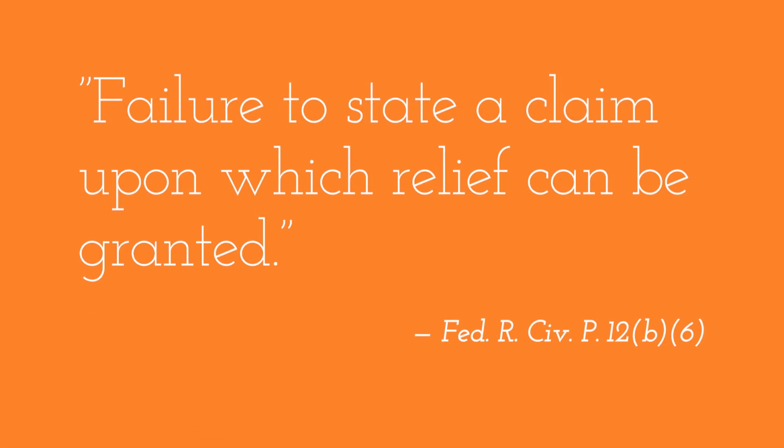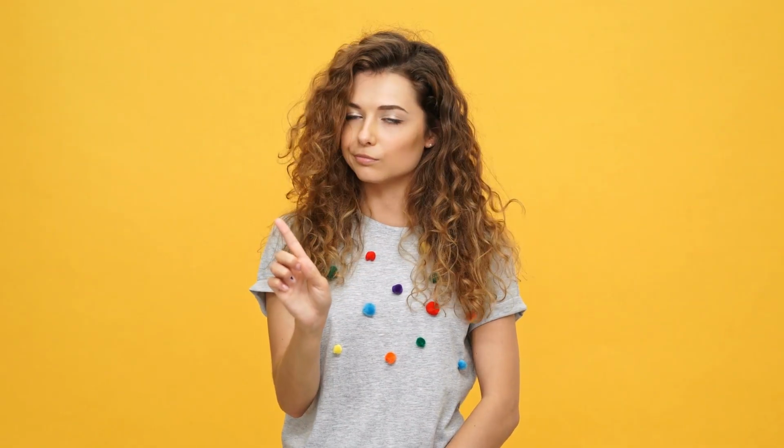There are lots of reasons a defendant might be able to file a motion to dismiss, but the most common is a motion to dismiss under Rule 12b-6, failure to state a claim upon which relief can be granted. Basically, when the defendant files a 12b-6 motion, they're saying, the thing I am accused of doing is not illegal. Now, this is very different from saying I am not guilty.